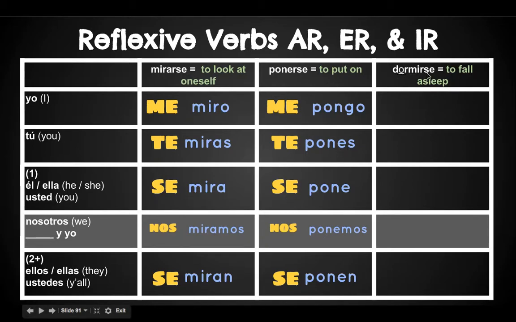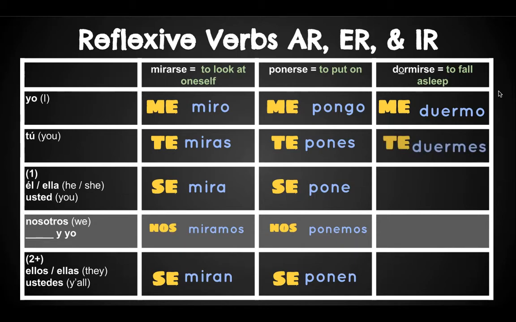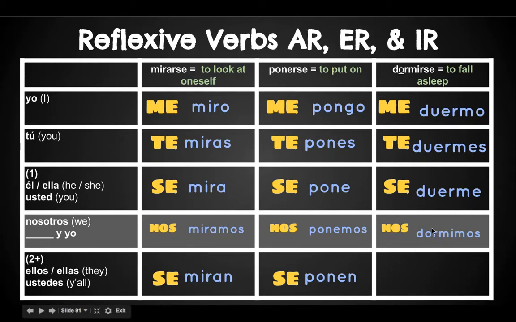Let's check out this IR verb, and it's a stem changer. So not only do we need to change the end and move the reflexive pronoun to the beginning, we also have to change the O to UE. So these things are getting more and more complicated. Yo me duermo. Tú te duermes. Él se duerme. Nosotros nos dormimos. Because it's the nosotros form, we don't change the O. And then ellos se duermen. This is a lot of complicated stuff, but don't worry, we're going to practice it over and over in class.